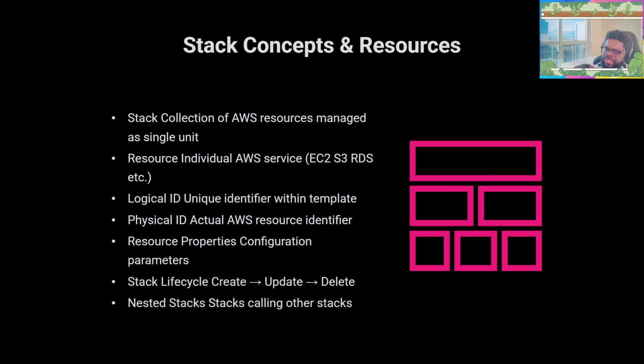So whether it's EC2 in this case, S3, RDS, whatever, all those AWS resources that we know can be resources in the stack, right? Logical ID is obviously a unique identifier within the template. So you give them unique names. That becomes the logical ID of that resource, right? There has to be a unique identifier. And then there is the physical ID.